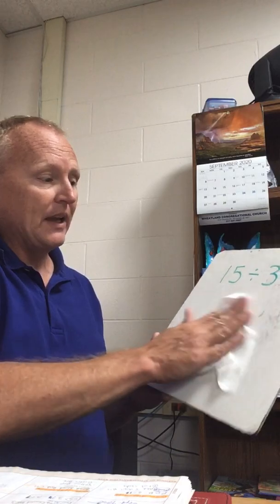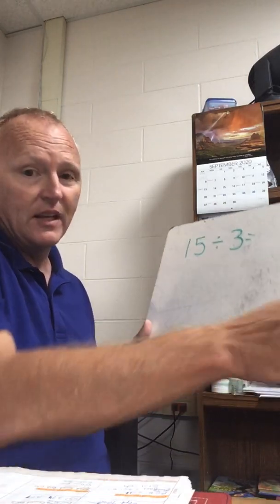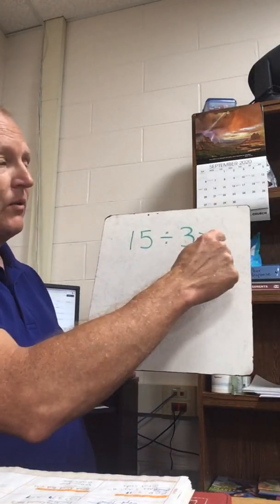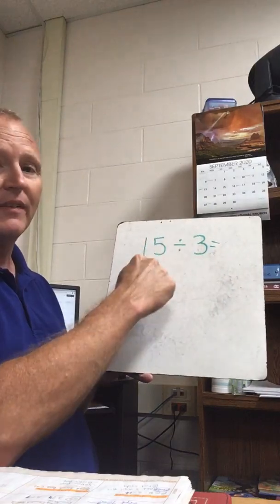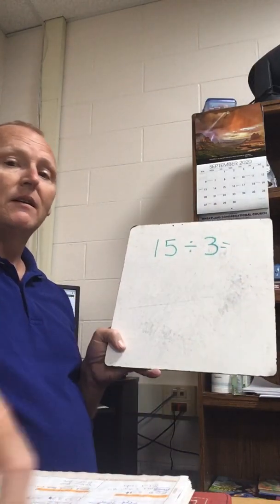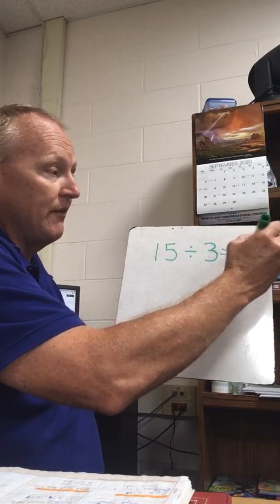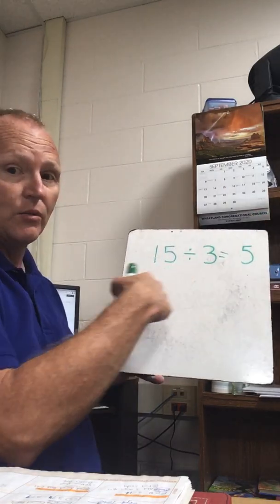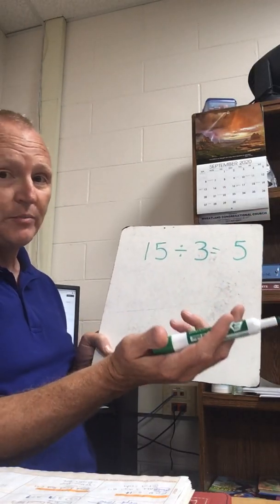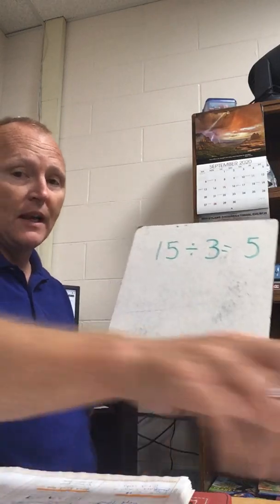Now, if you know your multiplication facts, that's even easier. You can just say, what do I multiply times 3 to get 15? Well, if you know it, you know that 5 times 3 equals 15. Simply backwards multiplication, isn't it? Okay, let's try another one.